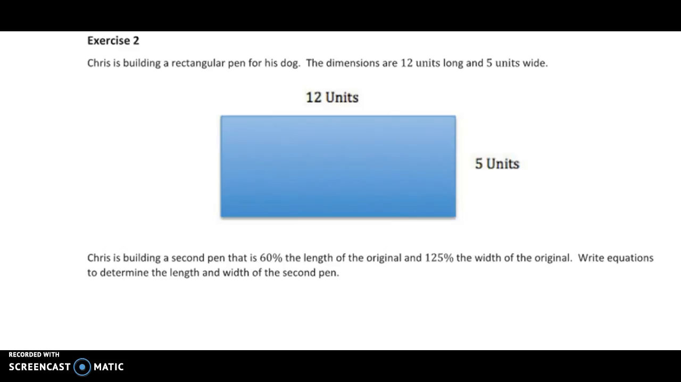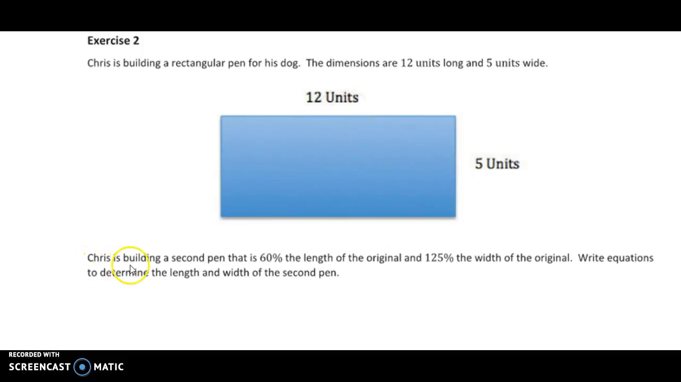And that's going to be exercise 2, which is on the bottom half of the page. Kurtz is building a rectangular pen for his dog. The dimensions are 12 units long and 5 units wide. Okay, so again, we don't know what the units are. If we're talking about a dog pen, it's probably not going to be inches. But 12 yards, 12 meters. But that's what we got.